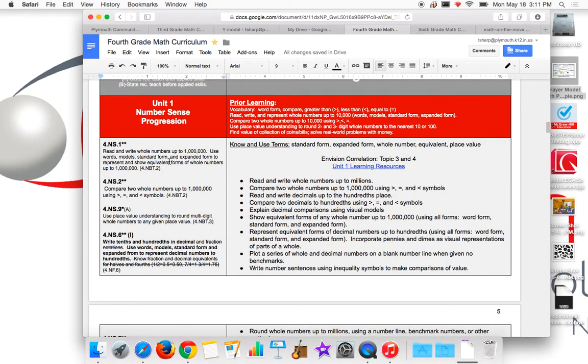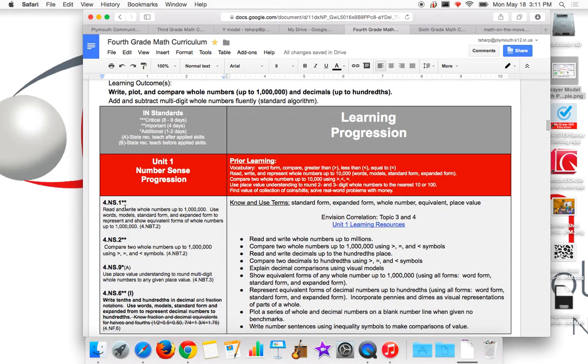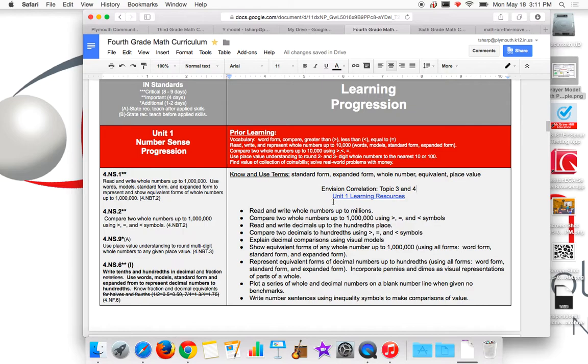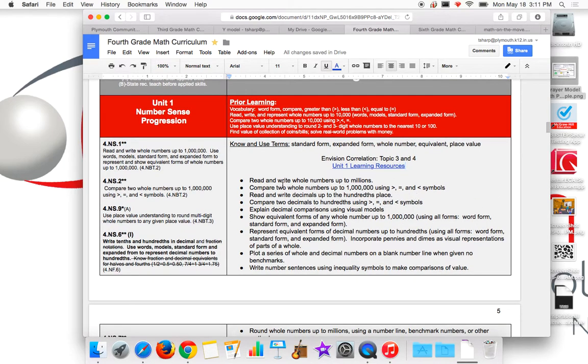So inside of a unit, we have our progressions, the standards we've lumped together. From there, we have know and use terms for every single unit. You'll find textbook or resource correlations based on programs already purchased for Plymouth. This is something that we will build in each and every unit that will attach to our learning targets. I'm going to talk about that in our next video.